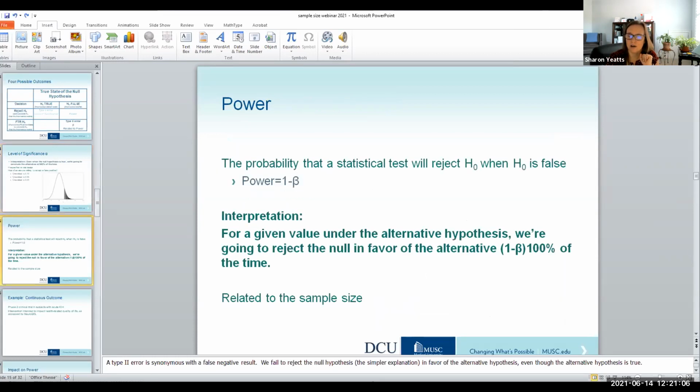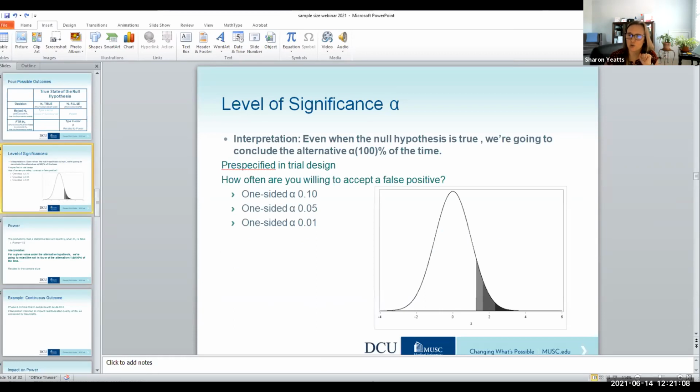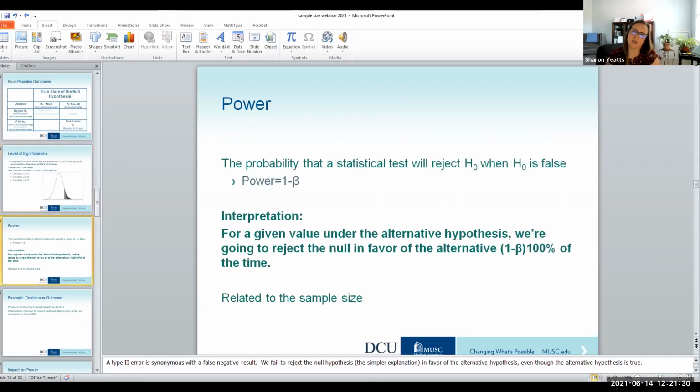Now, I've taken out the graphs that show you how this plays out in terms of the power. But what I hope you can see is that as you make it easier to make a type 1 error, you will also make it easier to conclude a difference, right? So again, we'll see that in just a second.